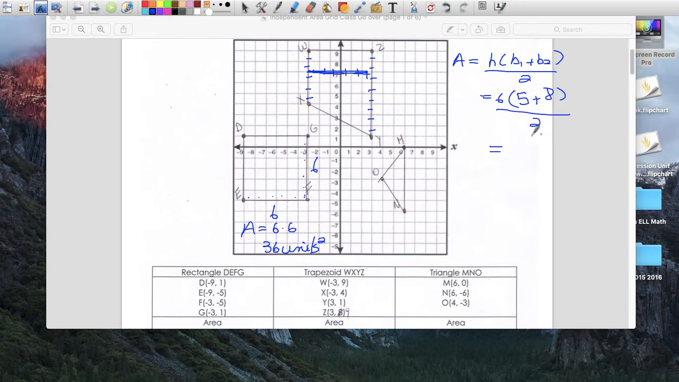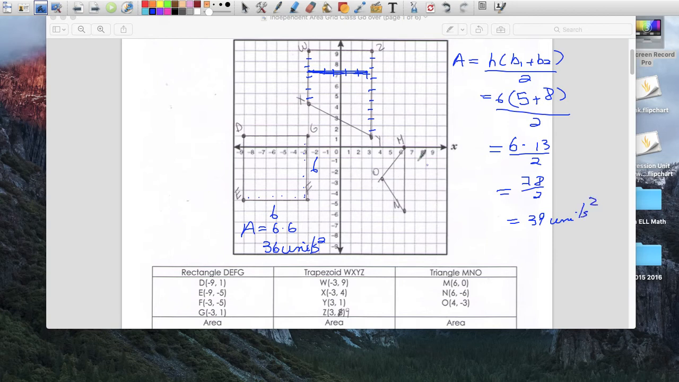So 5 plus 8 is 13 inside the parentheses. And I'm going to multiply 6 times 13 and then divide by 2. 6 times 13 is 78. 78 divided by 2 is 39 units squared.